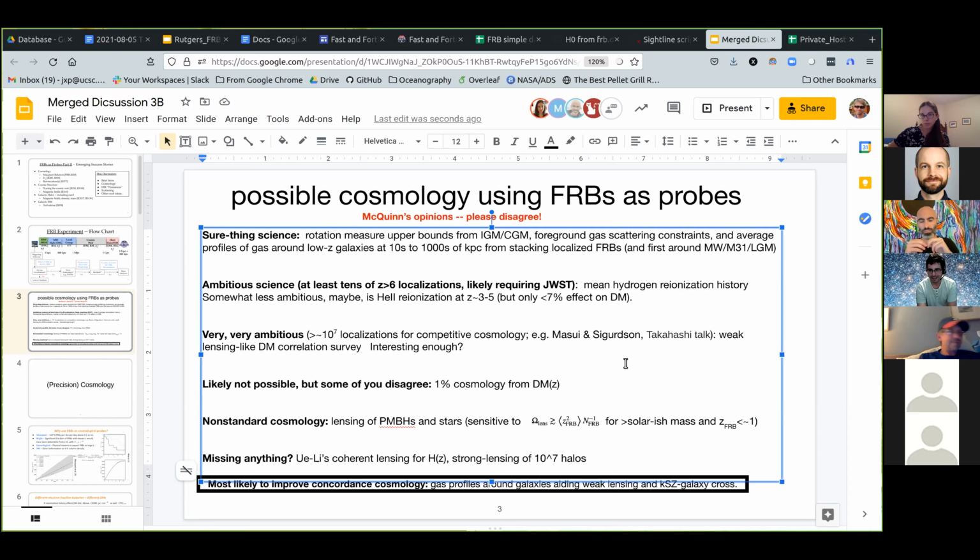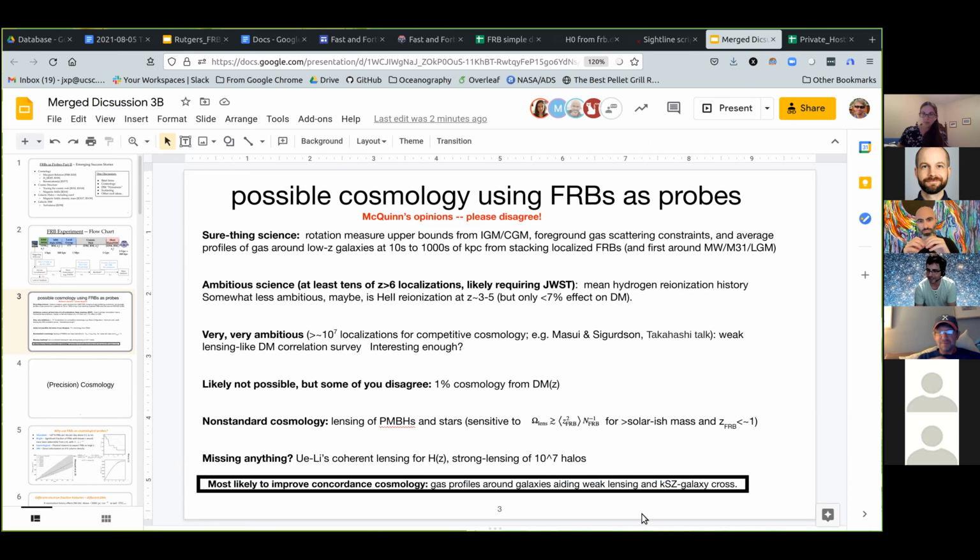I'm not quite sure where this fits here, but is this still something that we're specifically interested in? Oh yeah, actually, Clancy, I would put that in the category of what I'm most interested in. That's kind of cosmology, but it's also galaxy formation. And so the profile of gas around galaxies, for me, seems like it falls in that category. Do you agree? Yes, if you're asking me.